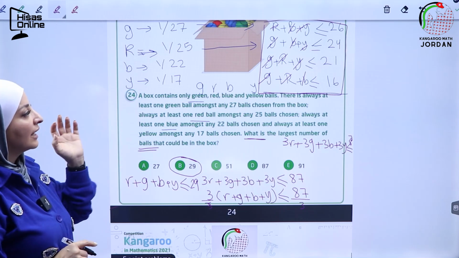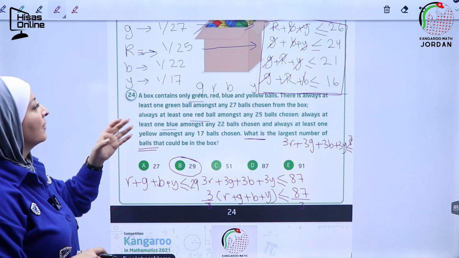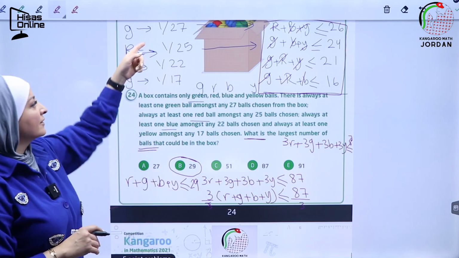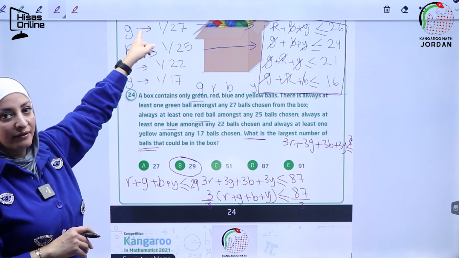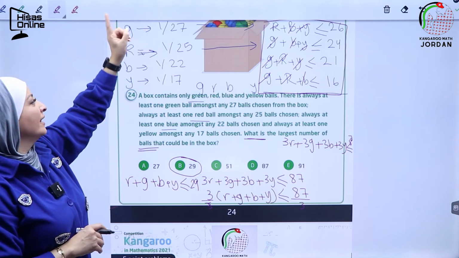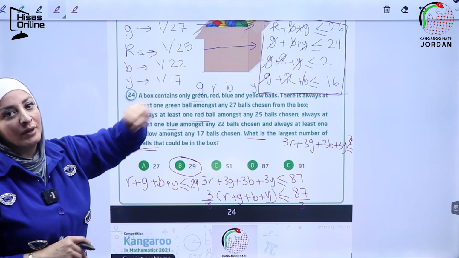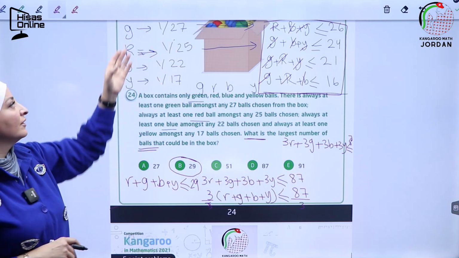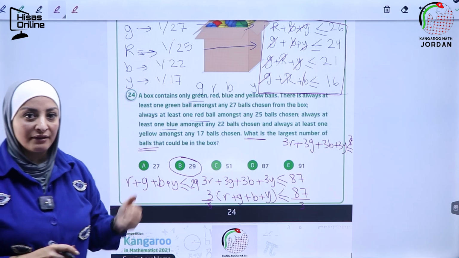So in this case, we use the inequalities and we arrange them. Pay attention to take off the color they said. In this case, they said at least one green, so the rest is 27 minus 1, it's 26, and so on. Okay, this is a very important point.